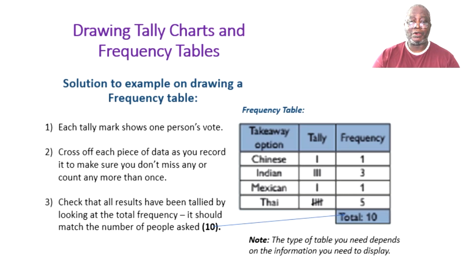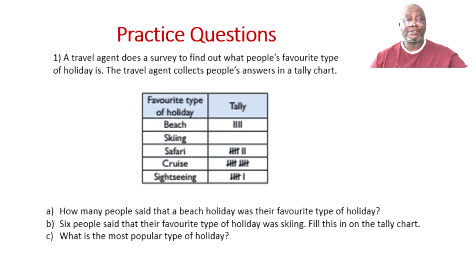If you look at the takeaway option, you'll see all the food on the menu: Chinese, Indian, Mexican, Thai, and then in the middle you have your tally. Each count is a tally, and then when you finish, you total them up together. Note that the type of table you need depends on the information. Here's a practice question.